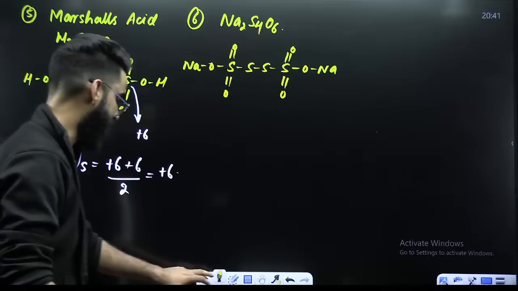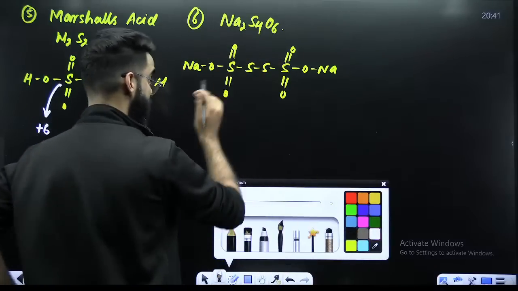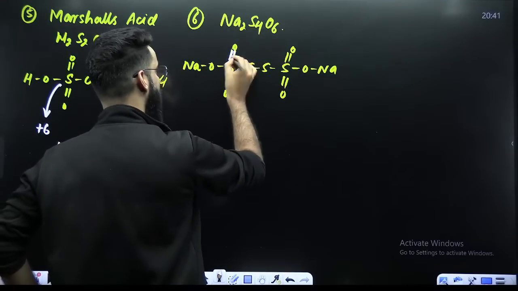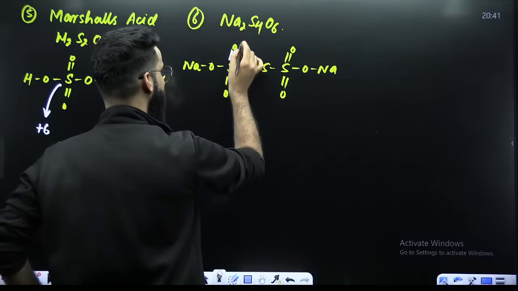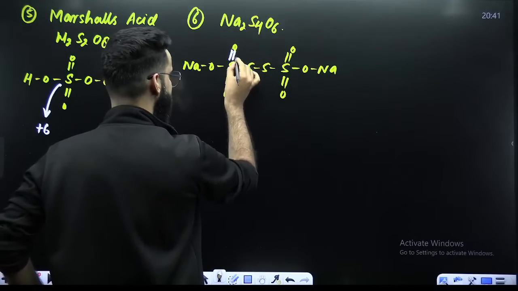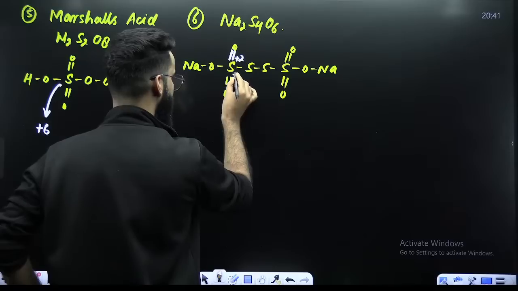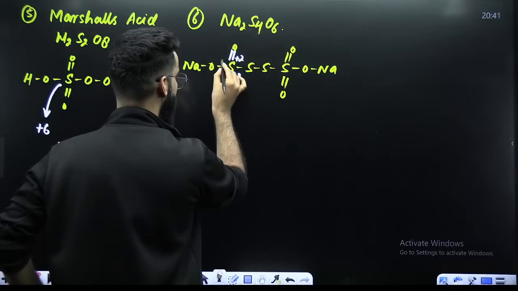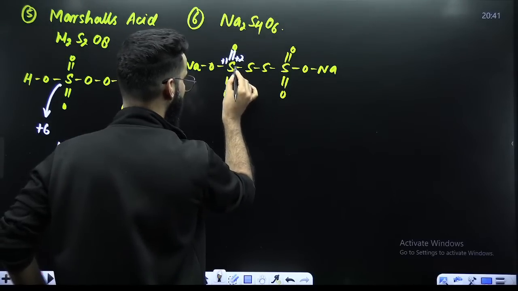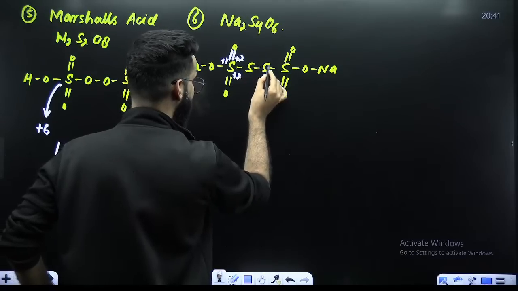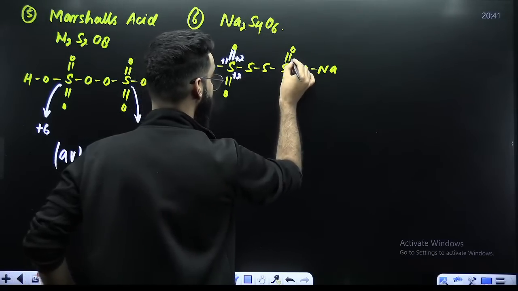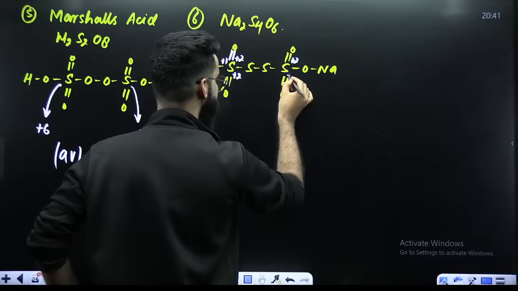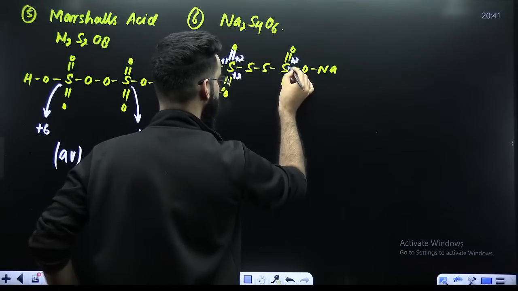Na2S4O6. Now understand, people. This is something which I'll show you. This is S double bond O, correct? So due to this double bond, oxygen will show -2 and sulfur will show +2. Due to this double bond, again sulfur will show +2. Due to this single bond, sulfur shows +1. Due to this bond, nothing is going to happen. Due to this bond, nothing. This bond, nothing. This double bond, yes, +2 on sulfur. This double bond, +2 on sulfur. This single bond, +1 on sulfur.